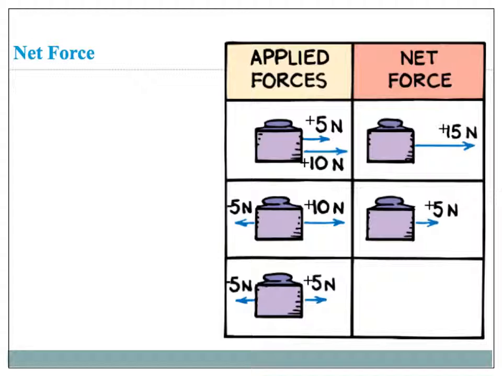This time, you've got 5 newtons acting to the left and 5 newtons acting to the right. What is your net force acting on the object? Zero newtons.